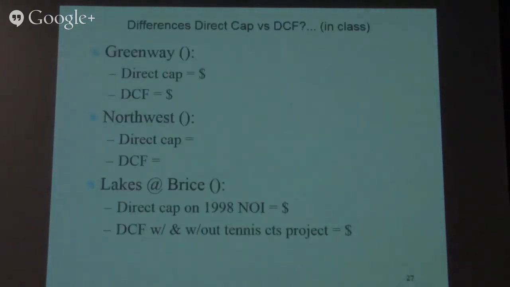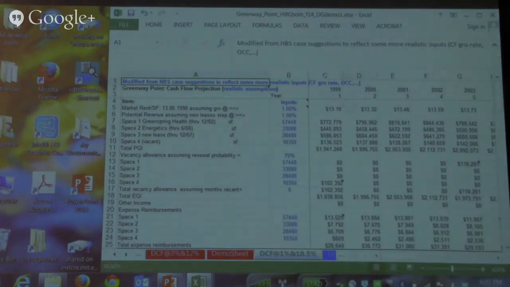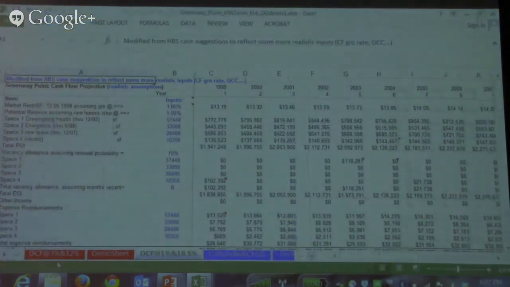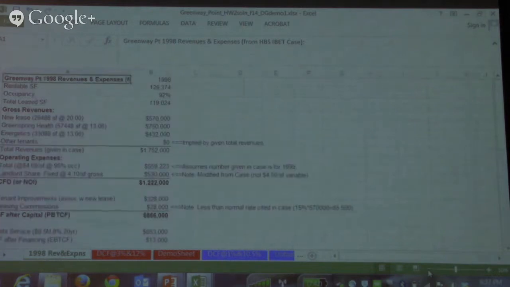What I'd like to do now is to drill in a little bit with the actual homework trials. So let me pull up Greenway, which was the first one that you did, and you can all download the homework solution 2 file if you want to.